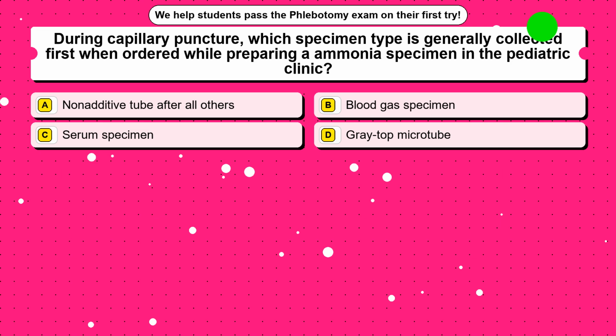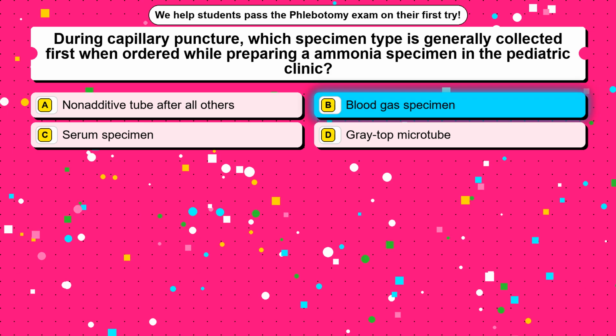Question 34. During capillary puncture, which specimen type is generally collected first when ordered while preparing an ammonia specimen in the pediatric clinic? Option A. Non-additive tube after all others. Option B. Blood gas specimen. Option C. Serum specimen. Option D. Gray top microtube. The correct answer is option B.